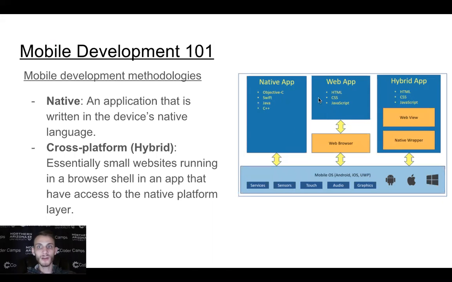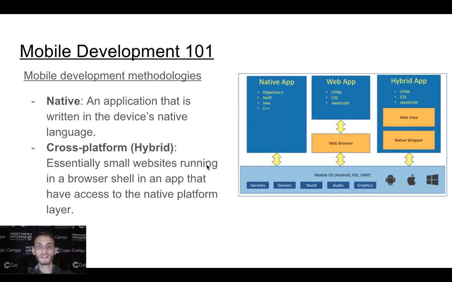Okay, so now let's direct our attention to just a regular web app, right? This is what you're used to building, something in a browser using things like HTML, CSS, and JavaScript, and it displays just fine. Now let's talk about the second kind of mobile development. This is what we're going to be learning today. This is cross-platform, also known as hybrid.